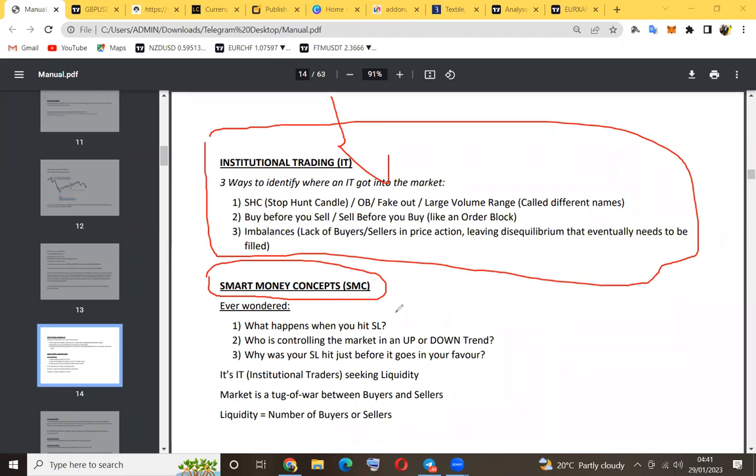And the smart money concept will be simple. What happens when your stop loss is seated? Who is controlling the market up and down trend? Why was your stop loss hit just before the market goes in your favor? Now, we're going to talk about sweeping liquidity, and you'll understand that the Forex market is just a field of war between the buyers and the sellers.